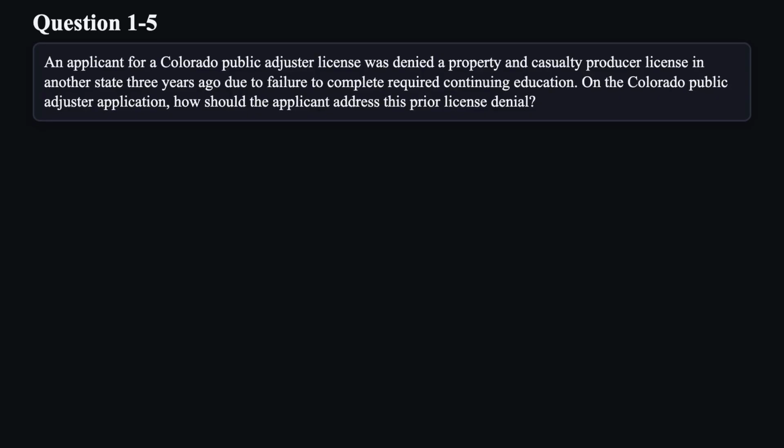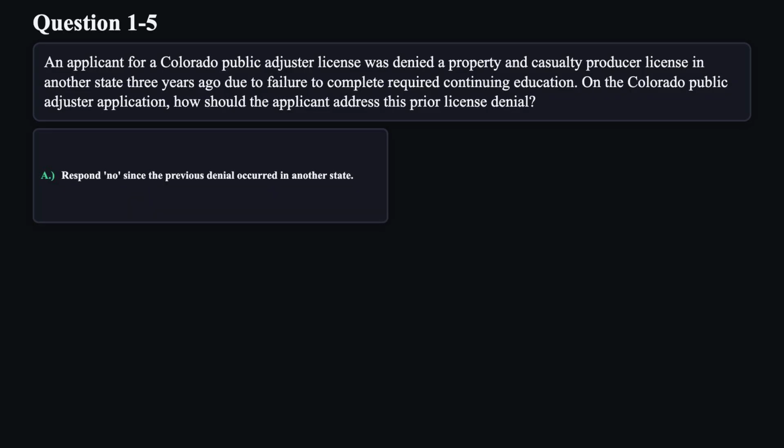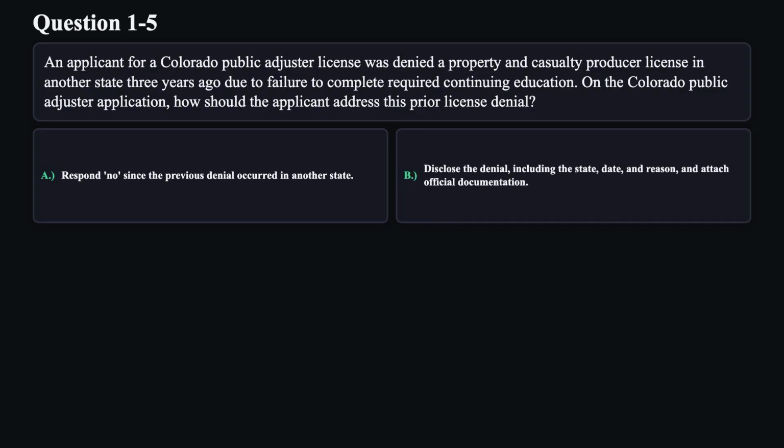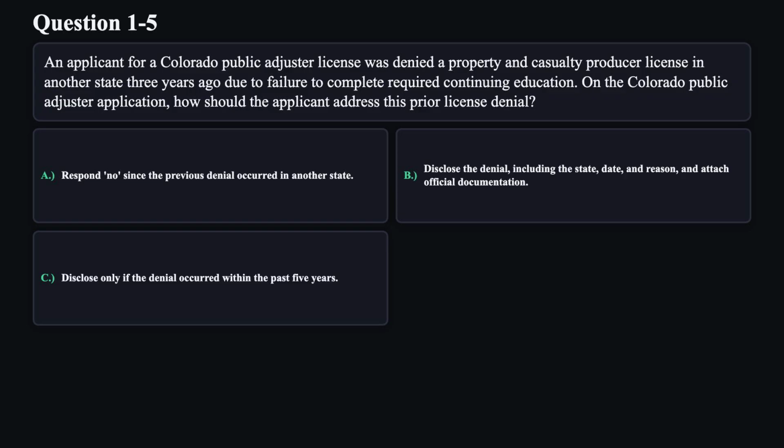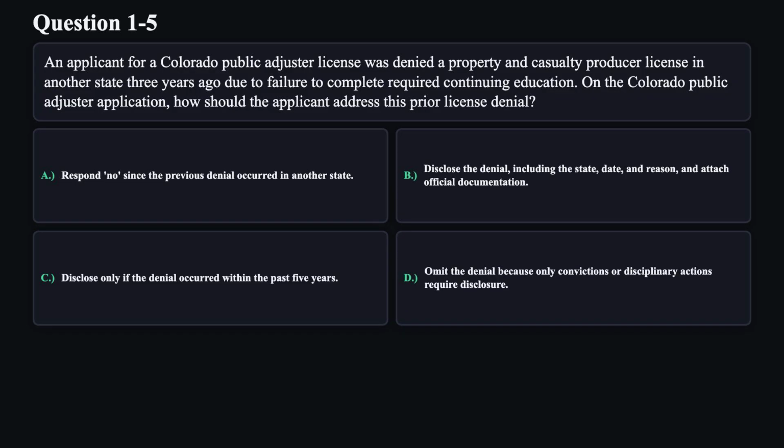Question 5. An applicant for a Colorado Public Adjuster license was denied a property and casualty producer license in another state 3 years ago due to failure to complete required continuing education. On the Colorado Public Adjuster application, how should the applicant address this prior license denial? A. Respond no, since the previous denial occurred in another state. B. Disclose the denial, including the state, date, and reason, and attach official documentation. C. Disclose only if the denial occurred within the past 5 years. D. Omit the denial because only convictions or disciplinary actions require disclosure.